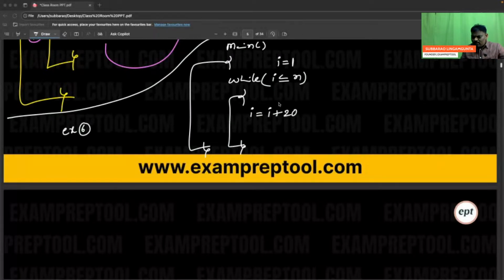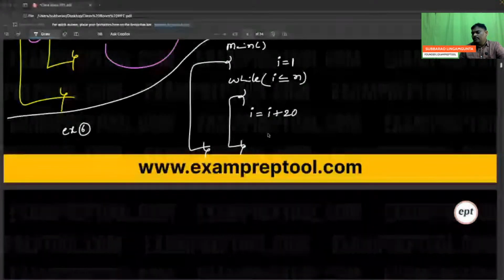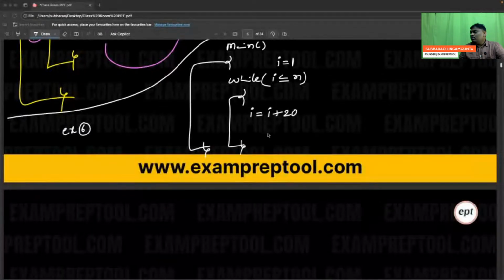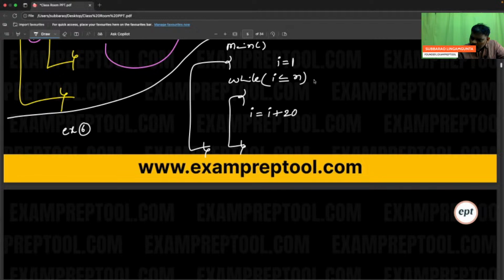So try to find the answer to this. If you observe clearly, i is equal to 1, and every time you are incrementing by 20. If you increment by 2 every time, it is n by 2. If you increment by 3 every time, n by 3. Every time you are incrementing 20, so it is n by 20. This loop is going on approximately n by 20 times. If you want, you can verify. This can be written as 1 by 20 into n.